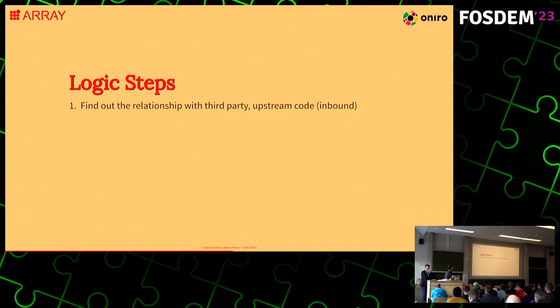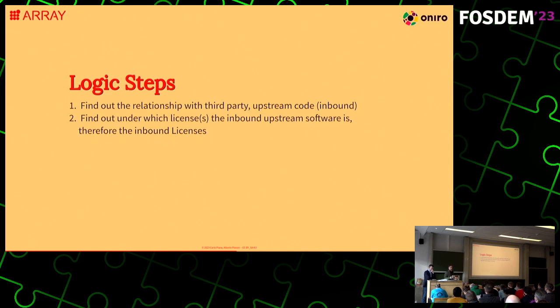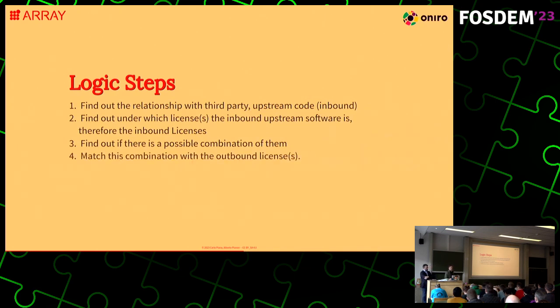To find out the relationship with third-party upstream code, so the inbound code, we need to find under which license the inbound upstream software is, therefore the inbound license, and find out if there is a possible combination of that, because not all combinations are allowed, and depending on the context they may be allowed or not, like other talks pointed out this morning. And we need to match this combination with the outbound license. Is the wanted outbound license compatible with the inbound licenses? And this for each artifact.